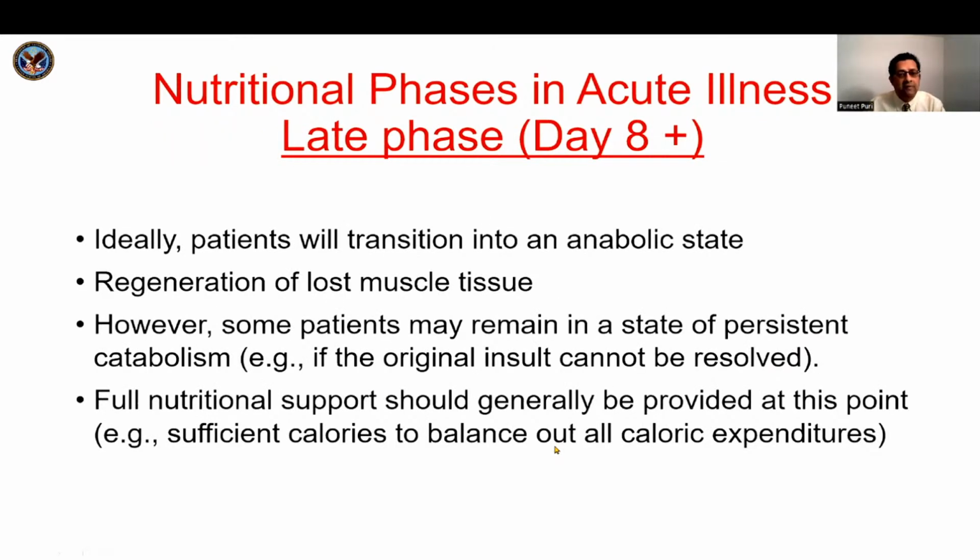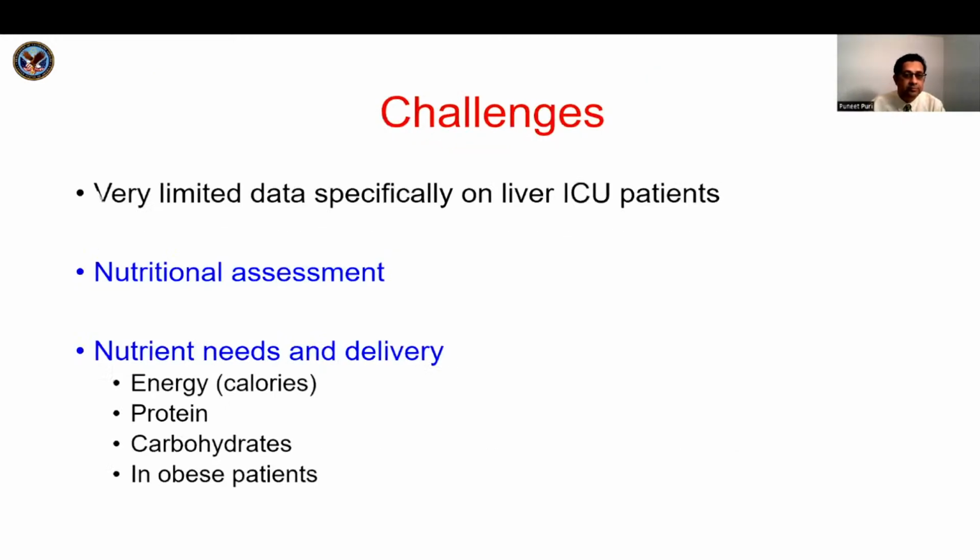More importantly, the late phase of day 8 plus in acute critical illness is a main transition into an anabolic state. It also promotes regeneration of lost muscle tissue. However, some patients may remain in a state of persistent catabolism if the original insult cannot be resolved. Full nutrition support should generally be provided at this point, which includes both sufficient calories to balance out all caloric expenditure as well as protein needs.